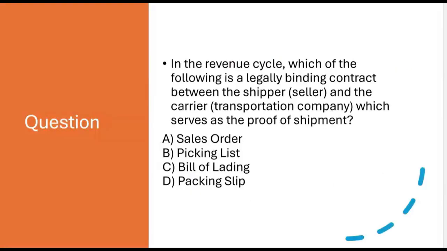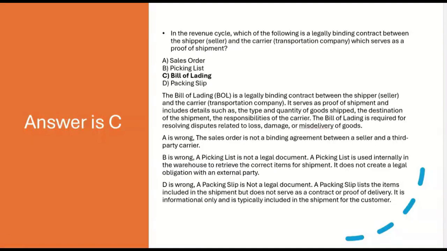All right, in the revenue cycle, which of the following is a legally binding contract between the shipper and the carrier, which serves as the proof of shipment? Is that the sales order, the picking list, the bill of lading, or the packing slip? And the answer is bill of lading, letter C.